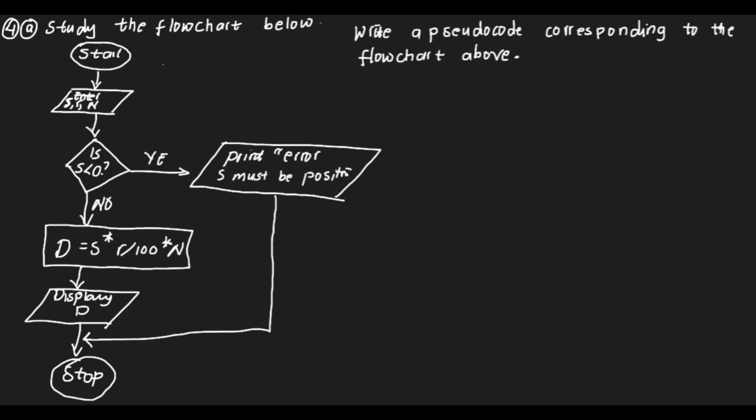Okay, so now question 4a, start the flowchart below. According to the flowchart, we have the start. Then enter s, r, n. Is s less than 0? If yes, print error, s must be positive. If it's negative, the error must be printed, meaning no calculations can be made. But if s is greater than 0, then we can continue. We do the calculation. The formula is d is equal to s times r over 100 times n. If that is possible, we display d, then we stop.